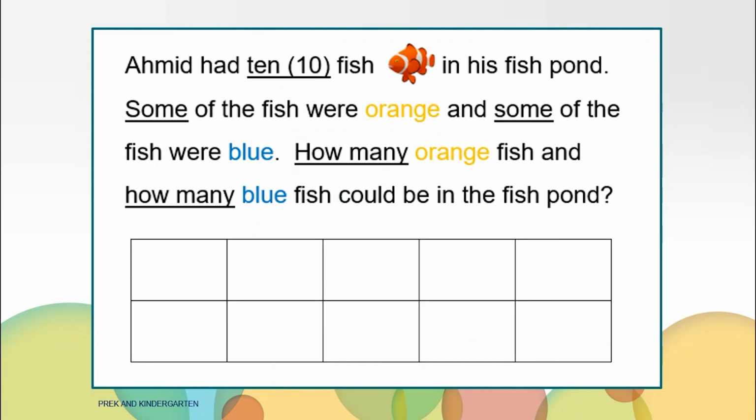Believe it or not, there are more combinations that we can come up with for this story problem. Picture the story in your mind while I read the problem to you again. Amit has 10 fish in his fish pond. Some of the fish were orange and some of the fish were blue. How many orange fish and how many blue fish could be in the fish pond? Now I want you to use your paper and crayons or counters and make one combination of how many orange and blue fish could be in the fish pond. I'll wait for you to do this.